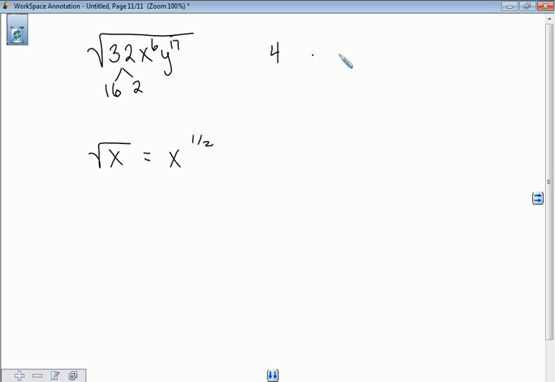So when I simplify this now, what is half of 6? 3. What is half of 17? Uh-oh, it doesn't divide evenly. How many times does 2 go into 17 though? 8. How many are left over? 1.